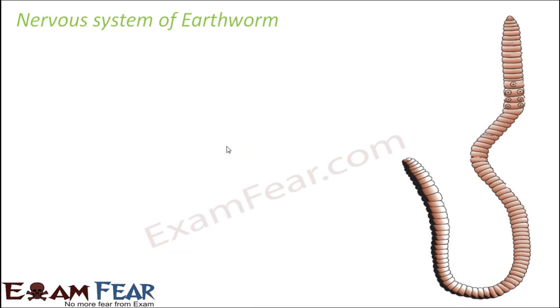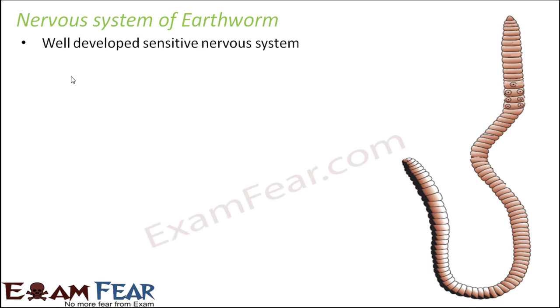Let us now talk about the nervous system of earthworm. Earthworm has a well-developed sensitive nervous system. They have organs made up of nerve cells that can sense the input and then give appropriate reactions, and they also have some sensory organs. We will discuss them.